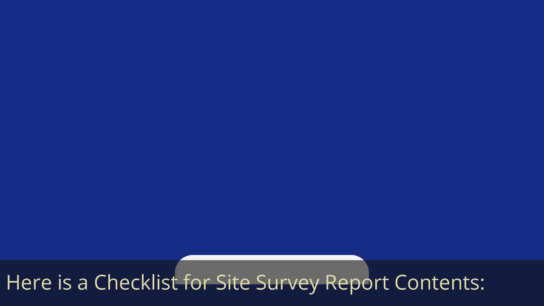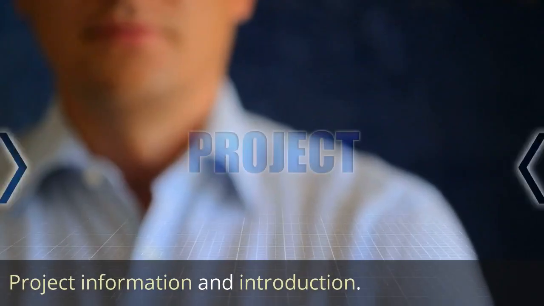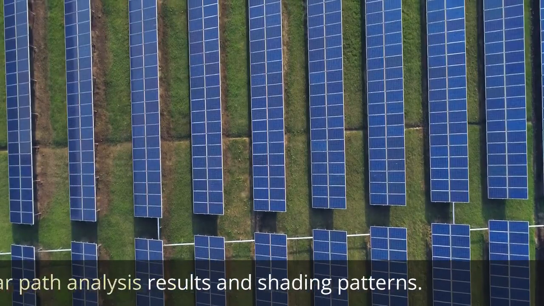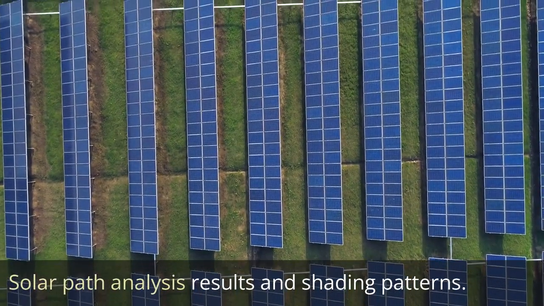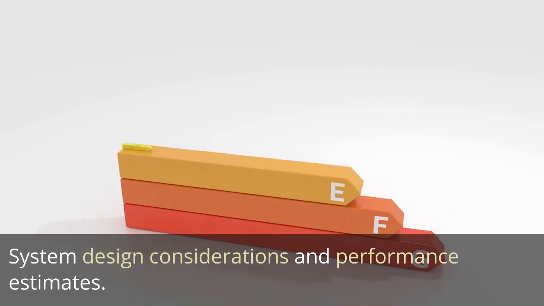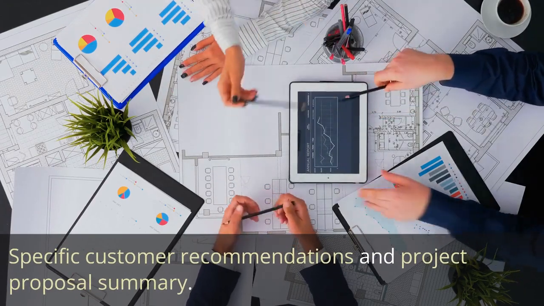Here is a checklist for site survey report contents. Project information and introduction. Detailed site description and existing conditions. Solar path analysis results and shading patterns. Roof structure, condition, and electrical assessment. System design considerations and performance estimates. Specific customer recommendations and project proposal summary.